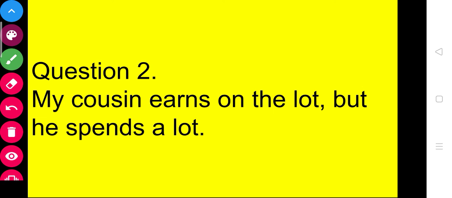My cousin earns a lot but spends a lot. So now in the question actually what you need to do is you need to start it with the word more. Okay, suppose you have to start it with the word more.